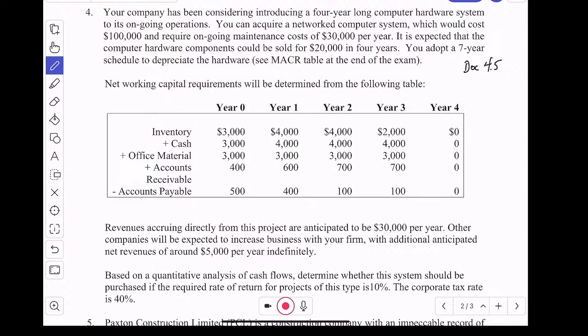So we're going to continue on document 4.5. Sorry, I don't know where everybody is though. Looks like a lot of people missing. Have you had a chance to attempt this problem? Would you like me to review it or just send you the answers?